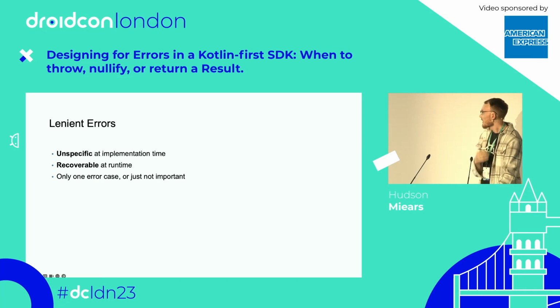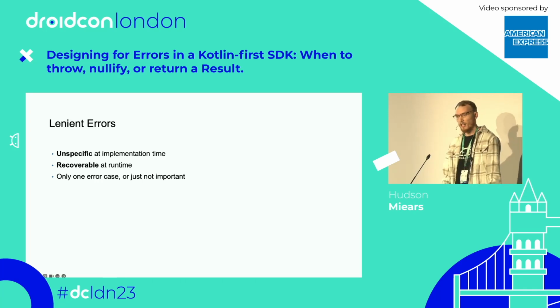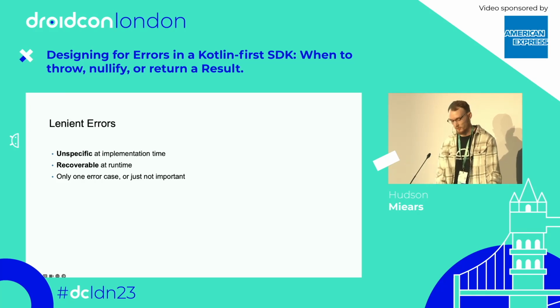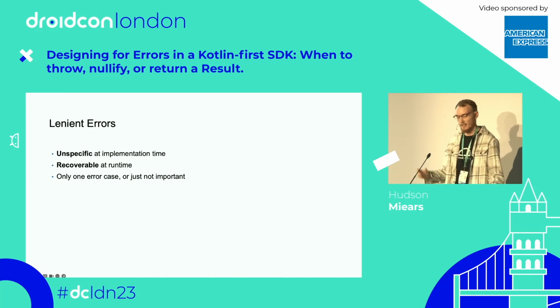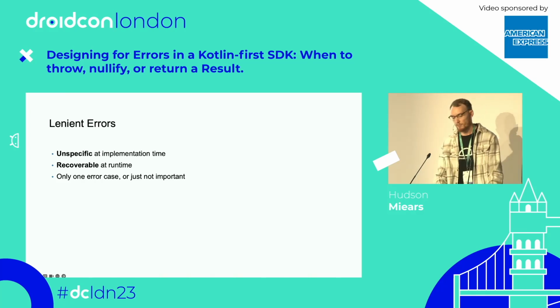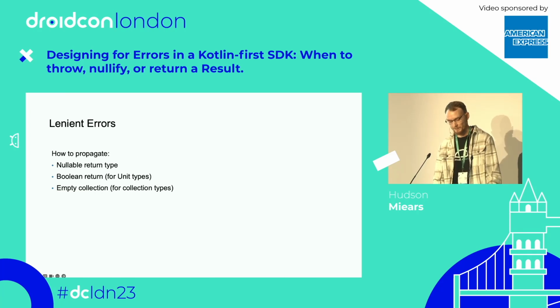Okay, the last type of error that we have are lenient errors. These are unspecific at implementation time, meaning that it's not really important to know how or why the error occurred. But they are recoverable at runtime, so if it does happen, we still want the code to be recovering from that. We want there to be a happy code path for that. And why are they unspecific? Well, maybe there's only one error case, or maybe it's just not important to know any information about the error in order to recover from it.